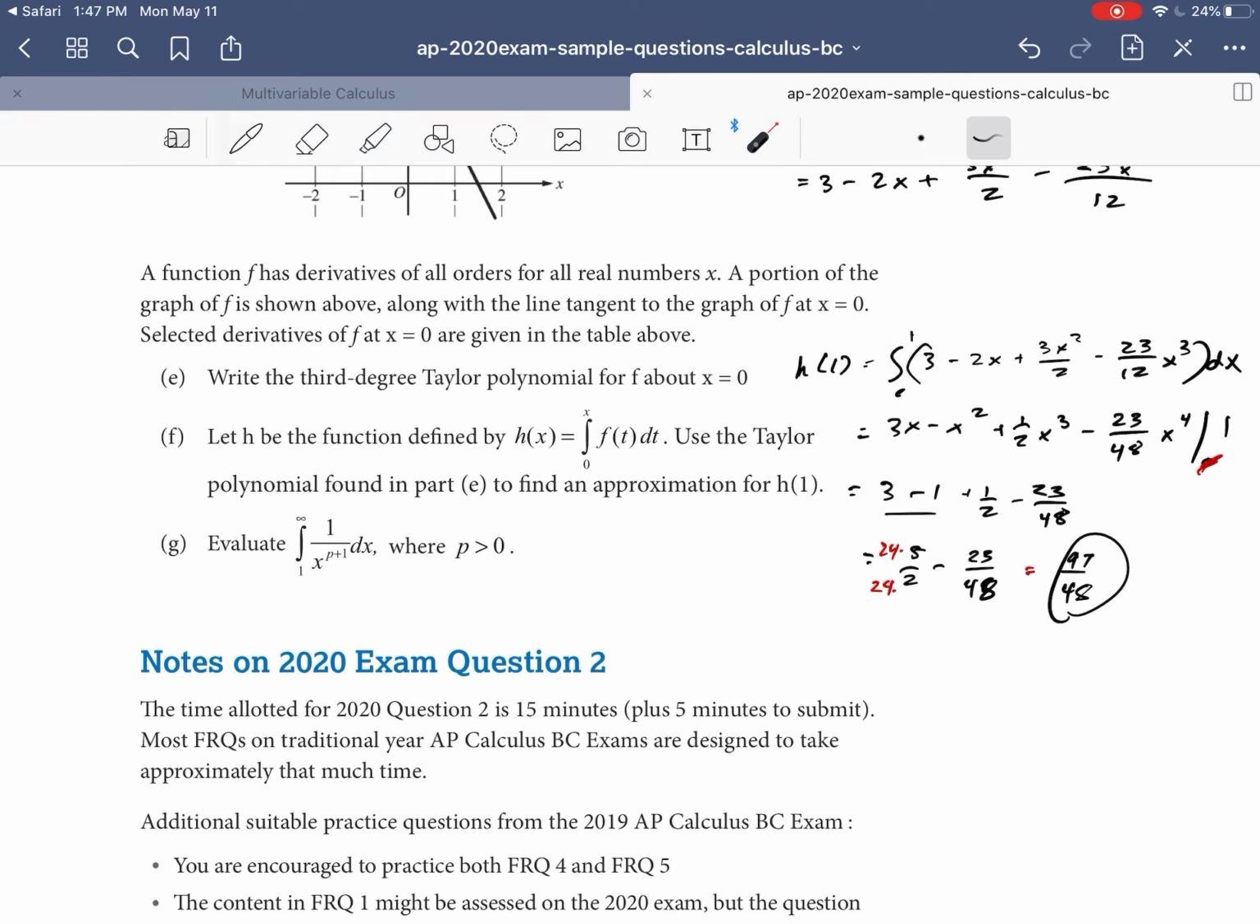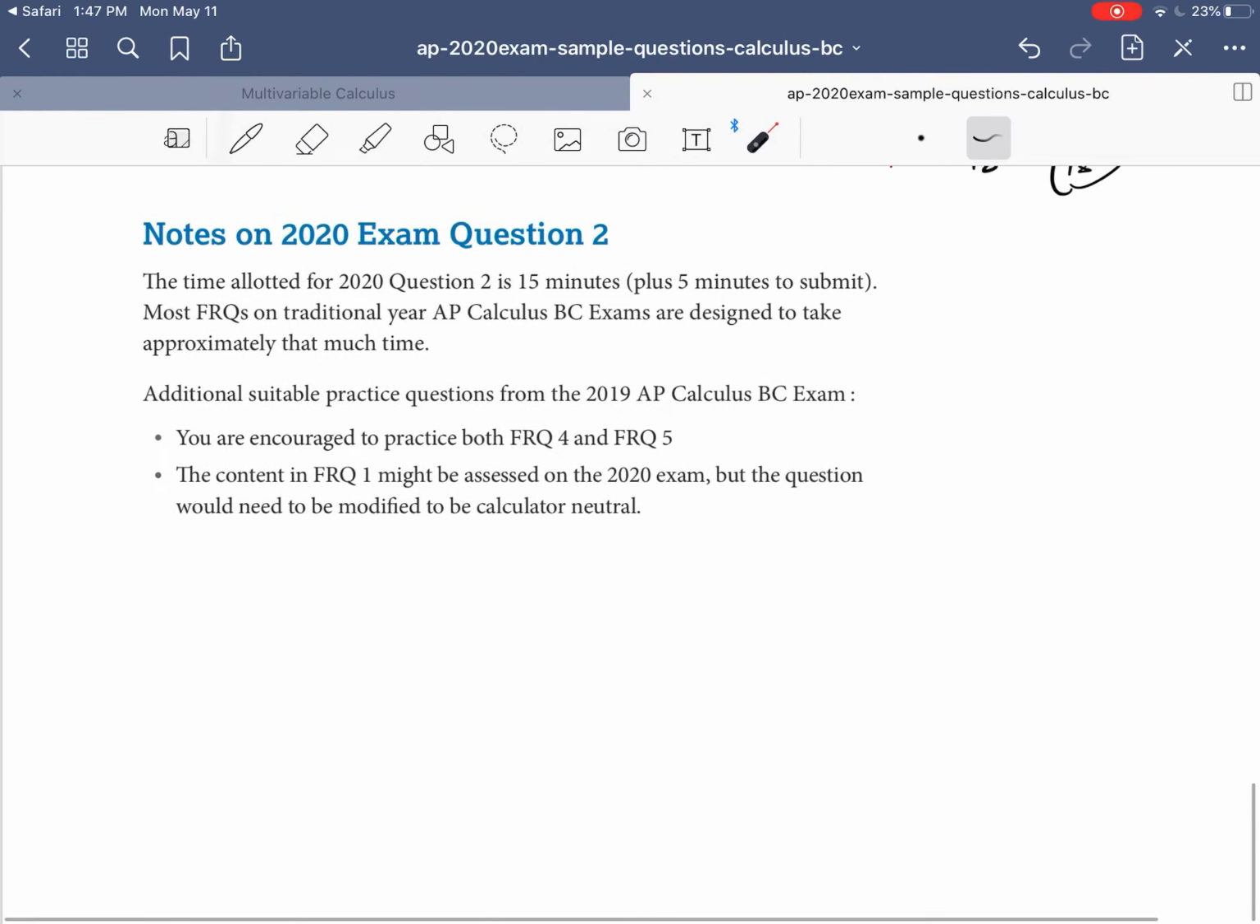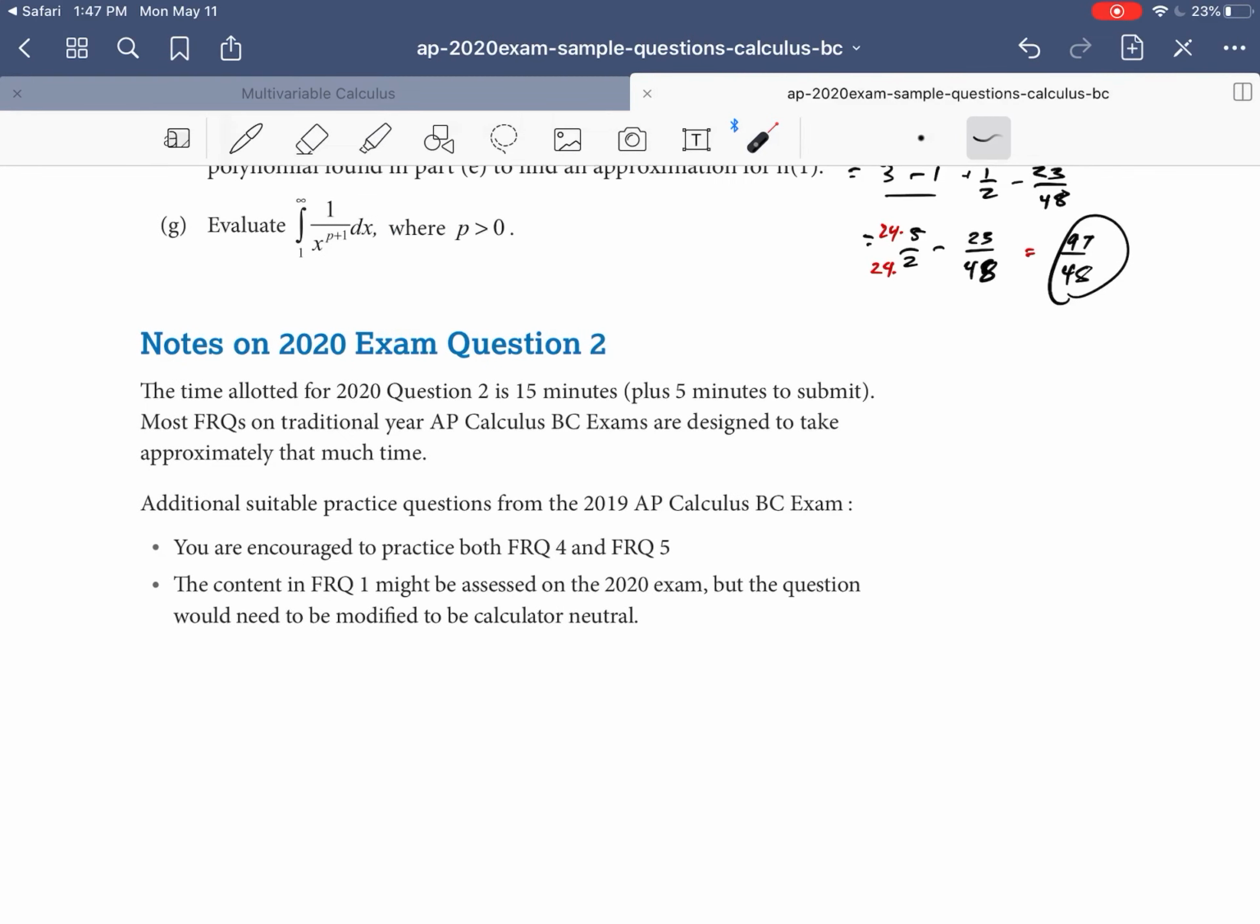Notice intuitively that if P is greater than 0, then we're going to have x to some positive power. In other words, we're going to have x cubed or x to the 4th or something. And so as P gets bigger and bigger, the function goes to 0. So if P is greater than 0, this is going to converge to some number. Okay, so now what is it going to actually converge to? Well, it's going to be in terms of P, obviously.